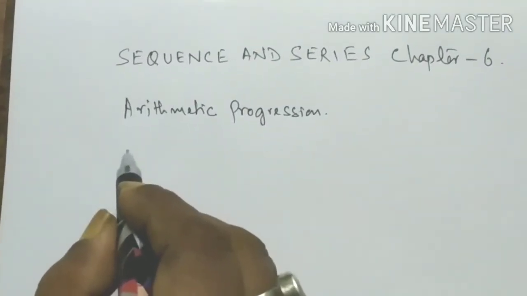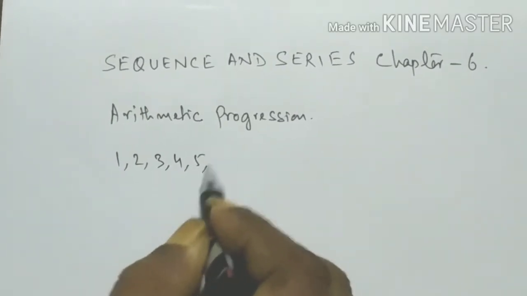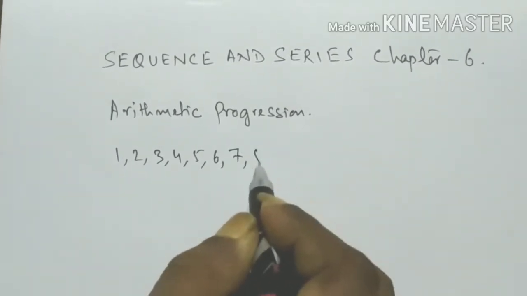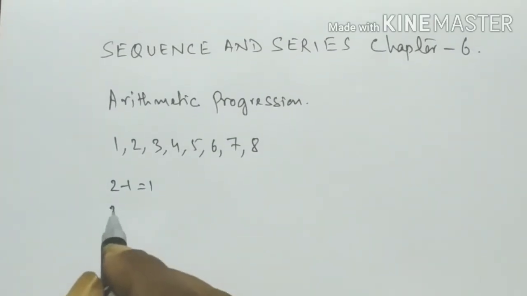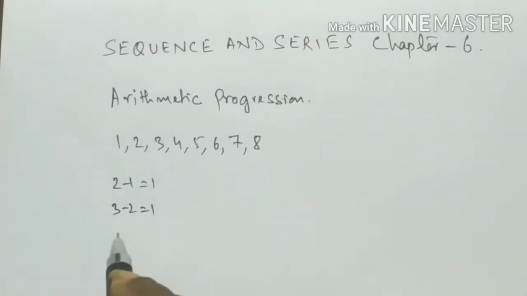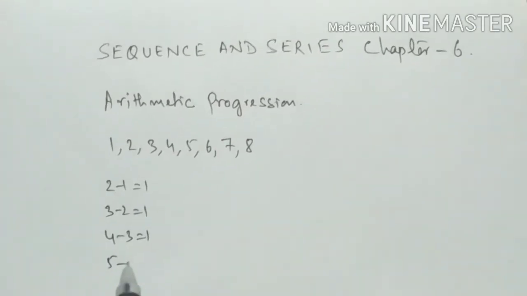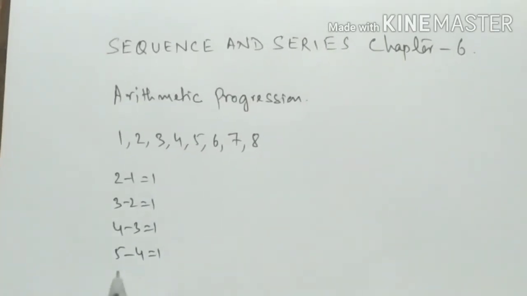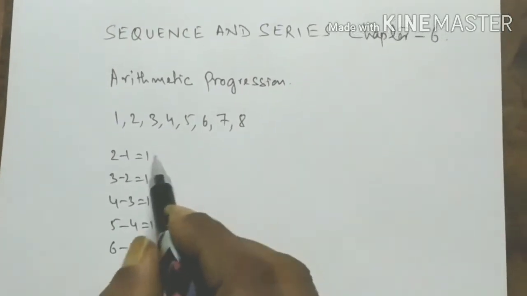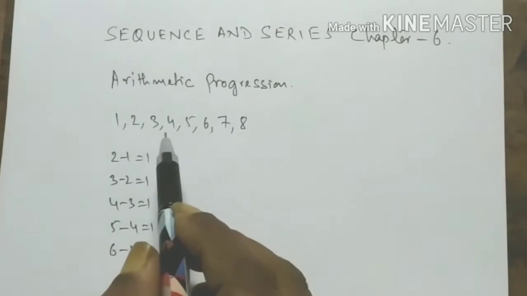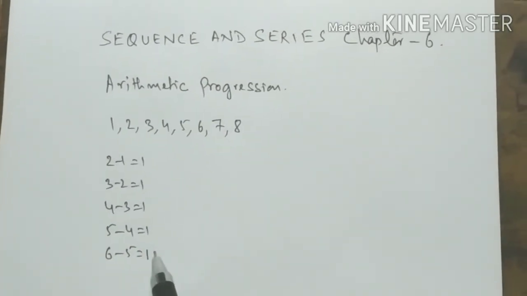Let us take an example. 1, 2, 3, 4, 5, 6, 7, 8. 2 minus 1, 1. 3 minus 2, 1. 4 minus 3, 1. 5 minus 4, 1. 6 minus 5, 1. What do we find? We find that between two consecutive numbers, the difference is the same.